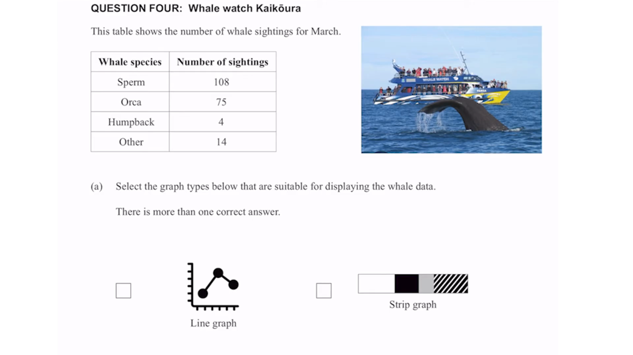Whale species, is this categorical or numerical data? Well, we're categorizing whales into different categories. So this is categorical data. And the number of sightings, are we putting things into categories or is it numerical? It's numerical data, right? We're looking at the count of that specific whale. So we've got categorical data and we've got numerical data.